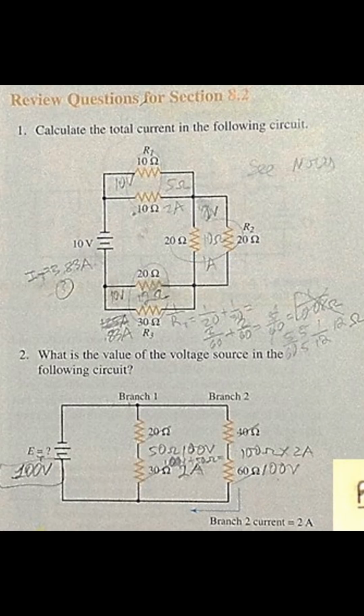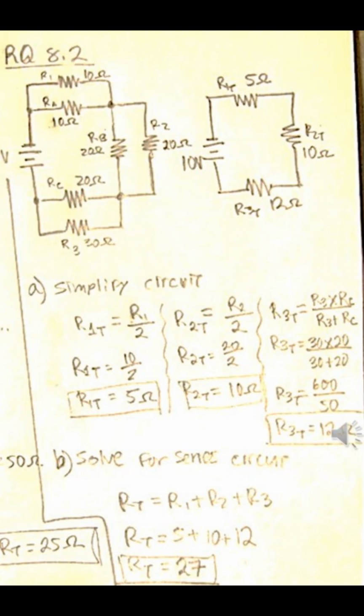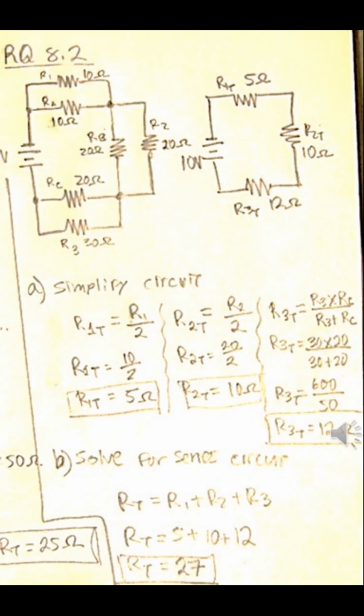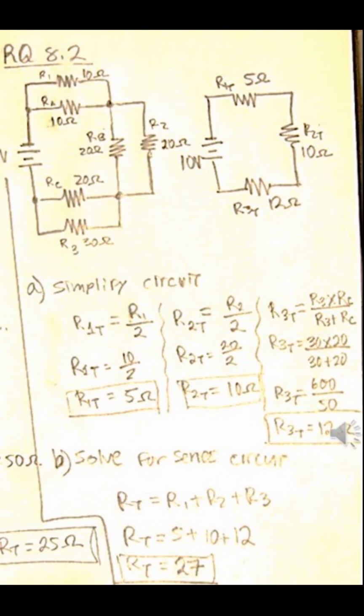Review questions for section 8.2. Question 1. Calculate the total current in the following circuit. What we want to find is the total current, so we simplify the circuit. From what you see on your screen, on the left you have the circuit redrawn for clarity, and on the right you have the same circuit simplified.